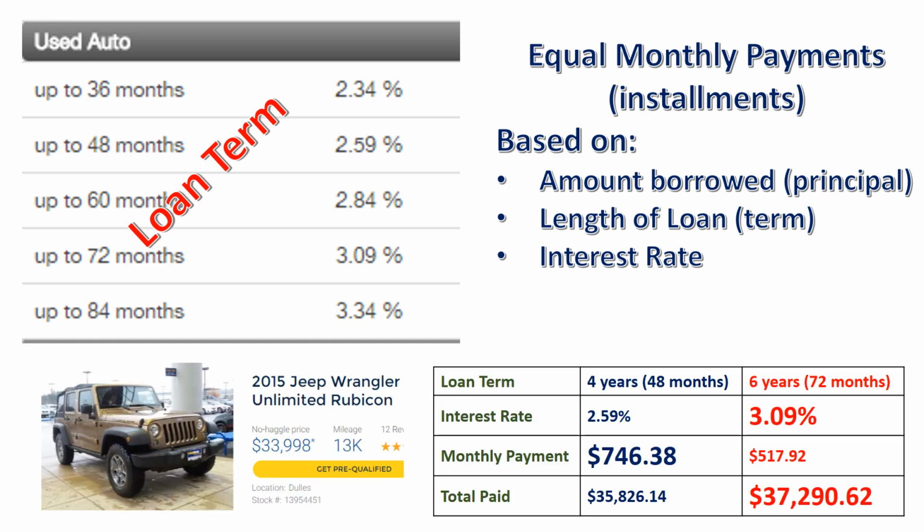If you have this vehicle here, if you want to borrow money on that, if you take a look, you'll see on shorter terms, the interest rates are lower, but the monthly payment tends to be higher. On the longer loan, the interest rate will actually be higher because the risk is being taken on for a longer period of time, but it will actually lower the monthly payment. However, you'll also see that the total paid will actually be a lot higher for the longer term loan.